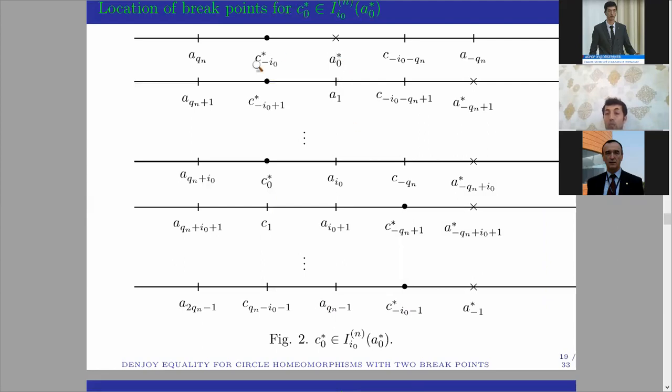Here you can see in the graph, these are all just elements of the dynamic partition Cn, and we can see the location of the breakpoints. Here we consider the location of all breakpoints in case 1.